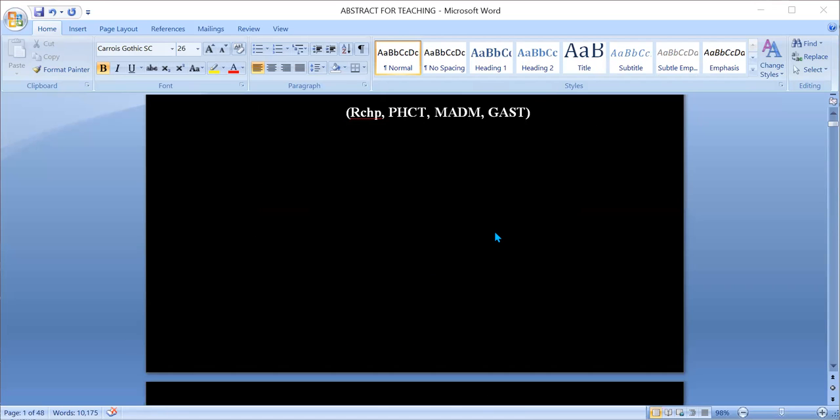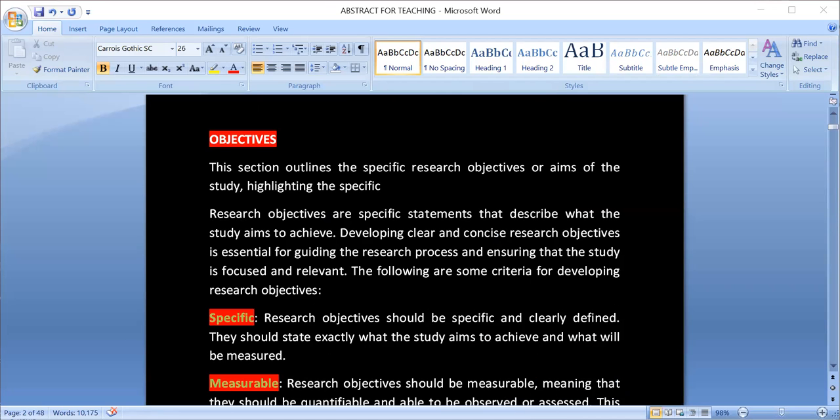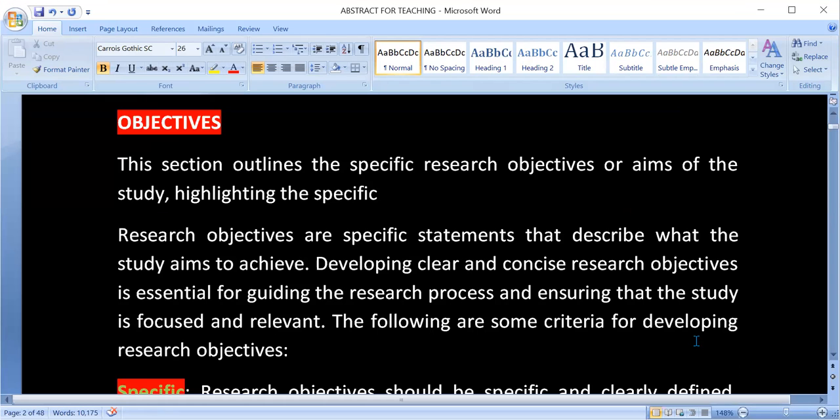Okay, so now let's look at this objective. It says that this section outlines the specific research objectives. Let me just explain this. In a particular research work, you have an aim. Some schools of thought call it aim, some call it the general objective. So the general objective is what the research work intends to achieve. But also in that general objective, there is what is known as specific objectives.